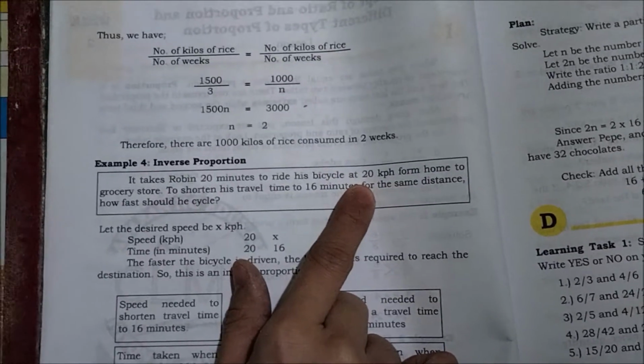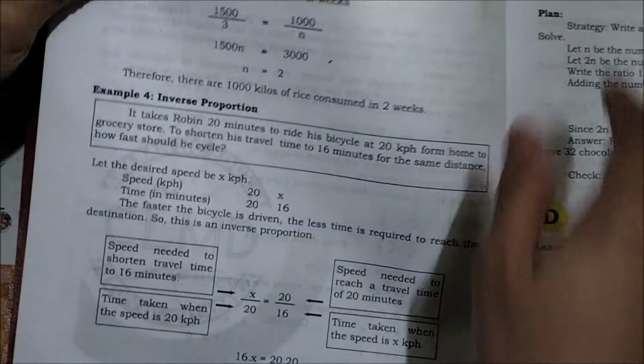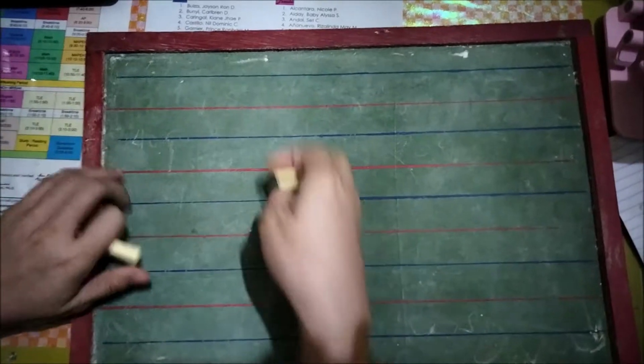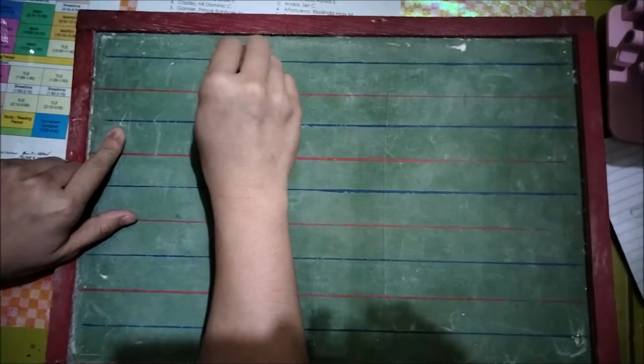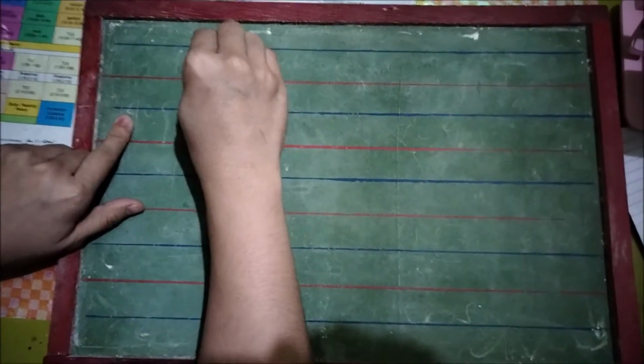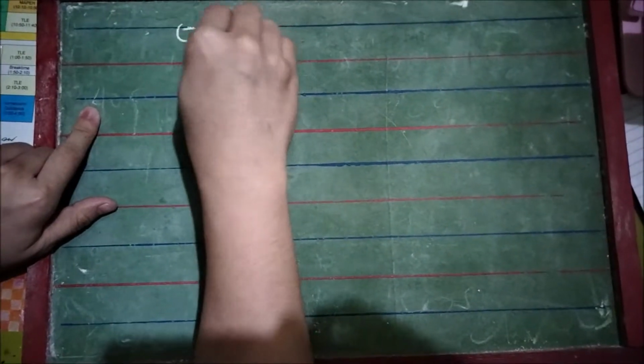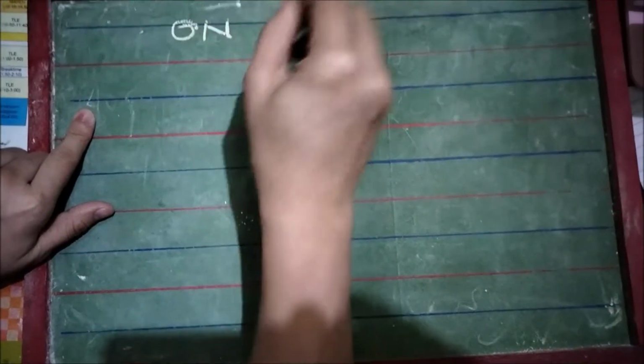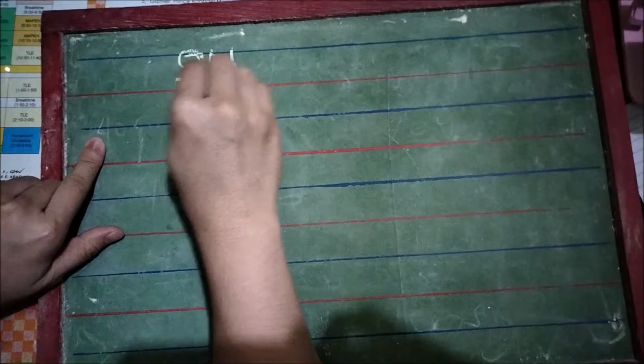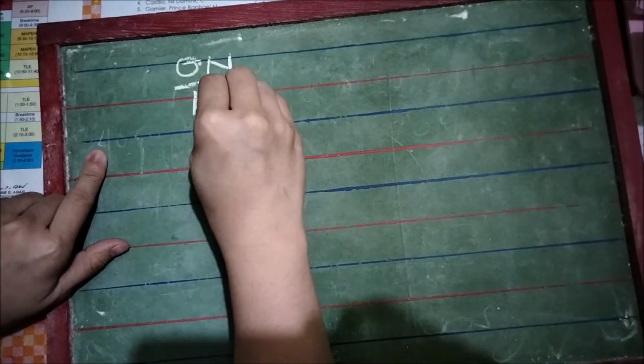Let's find out why. So for you to be guided, you can use this format. We have here the original number, let us use ON, over new number.